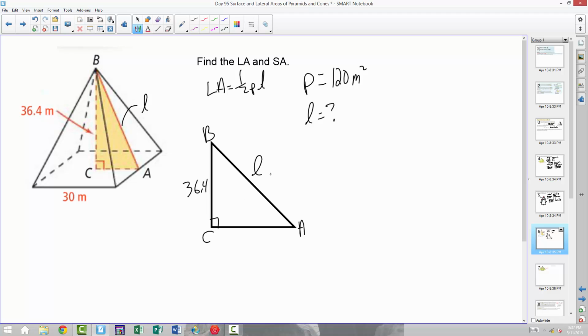Here's my L, I don't have it. C to A is not 30, it's going to be half of 30, which is 15. Therefore, I have 36.4 squared plus 15 squared equals L squared. So 36.4 squared plus 15 squared is 1549.96.